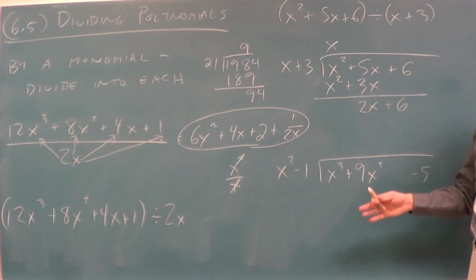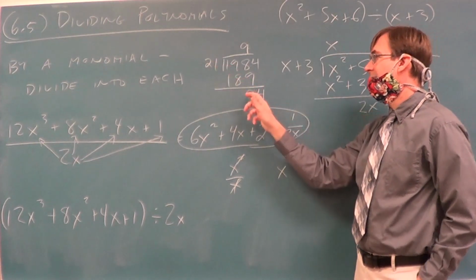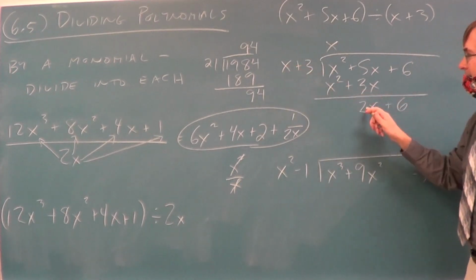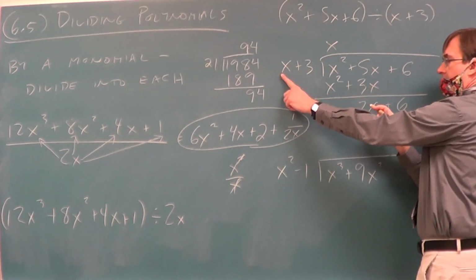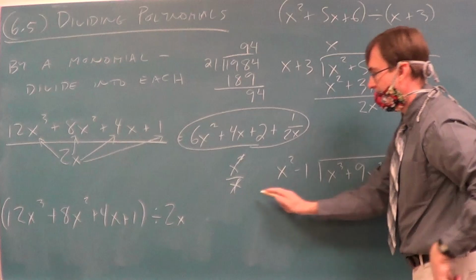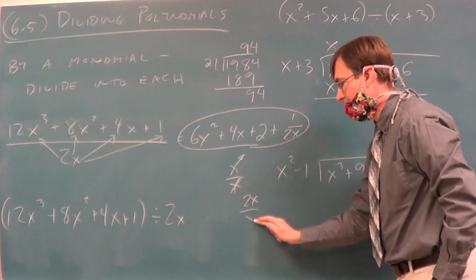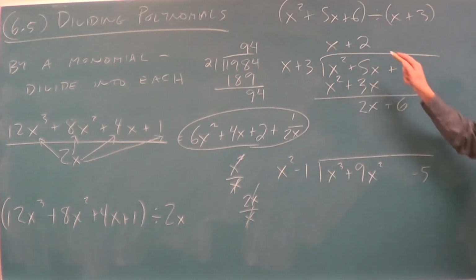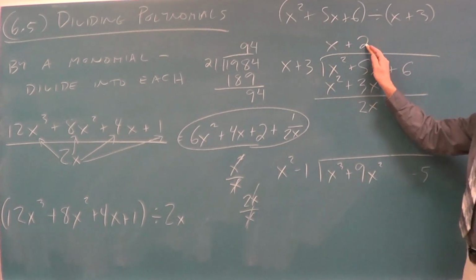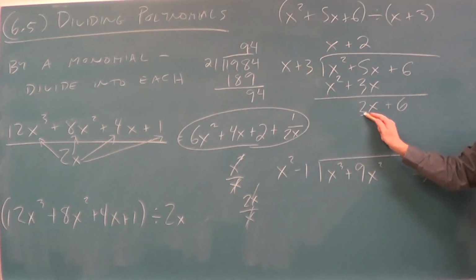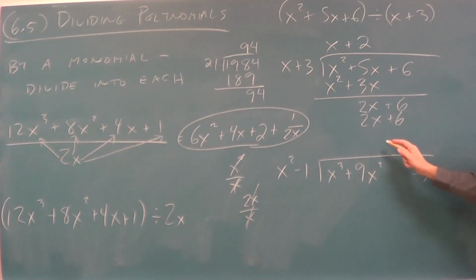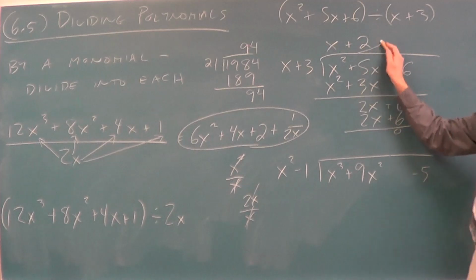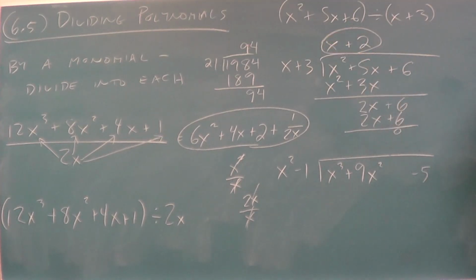And then we go again. We think 2 into 9. 4 times. So I'm thinking this into this. Just look at the leaders. If 2x divides x, think of it this way if you like: 2x divides x, a little bit of cancel. That's going to be a positive 2. 2 times everybody. 2x plus 6. Subtract. There's no remainder. So that's just the answer.